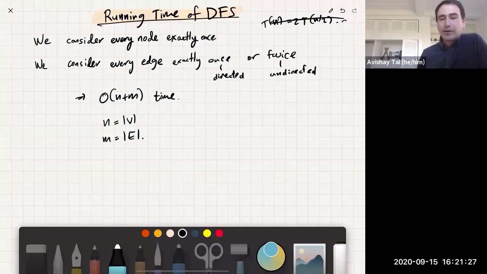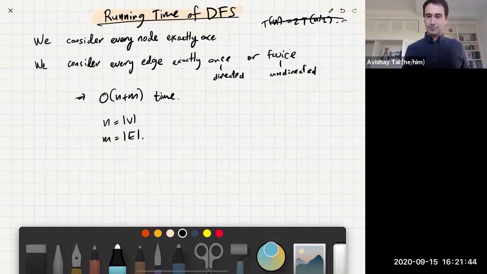And if you think about it, just to represent the input, we need to write down the vertices and the edges. So n plus m is sort of the minimal amount that we need only to read the input. So DFS is really running in the best time that it could run. So it's a linear time algorithm in the length of the input. Okay.